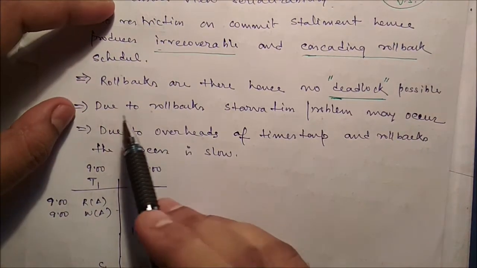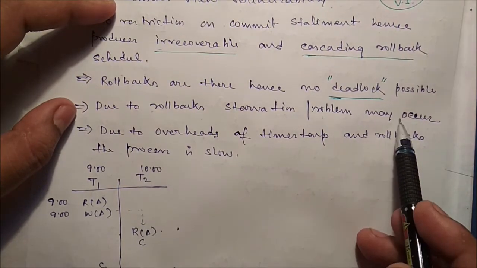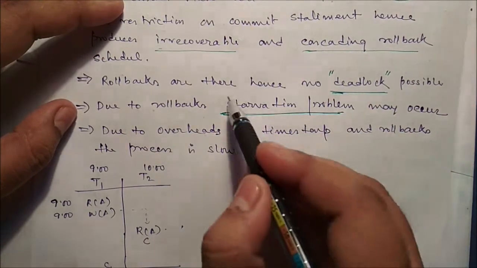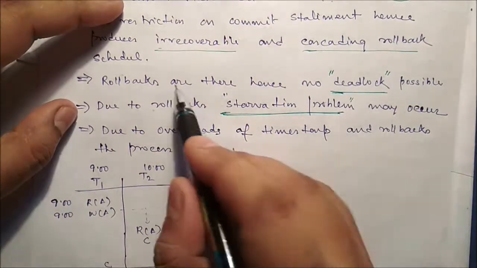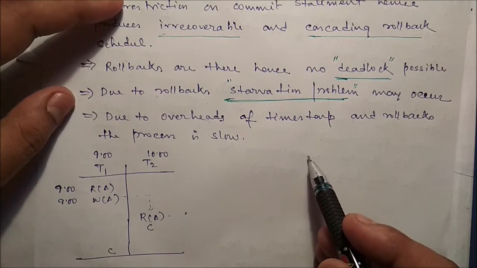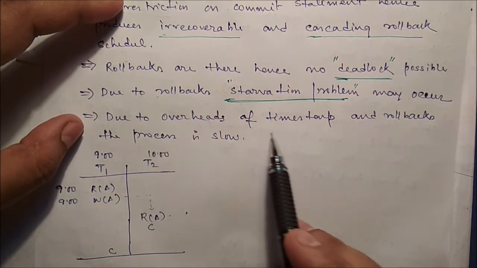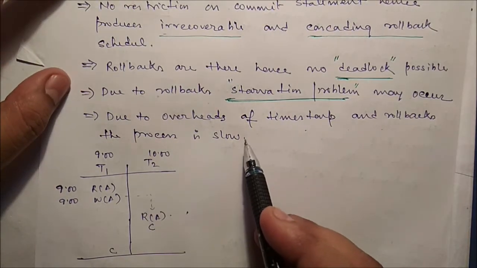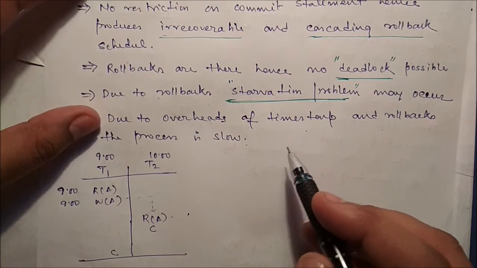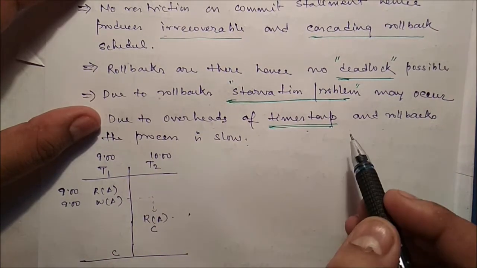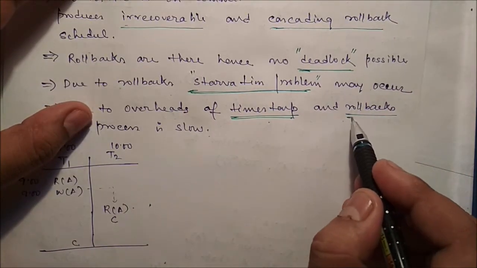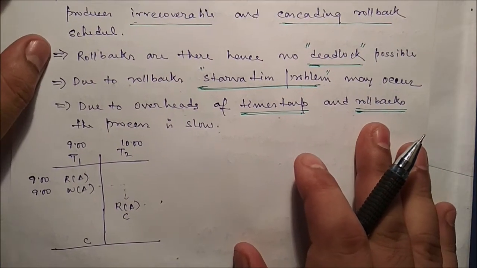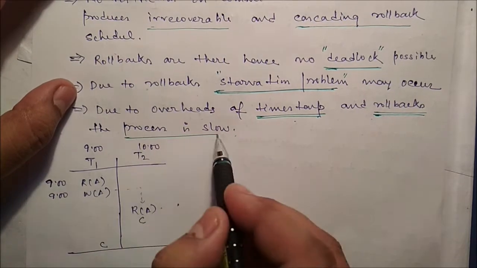Now another limitation is that due to rollback, the starvation problem may occur. Already you know, what is the starvation problem? That will occur only due to the rollback of the transaction. Now, due to overheads of timestamp and rollback, the process is slow. Because we need extra code, extra execution to implement timestamp. Due to rollback, the transaction needs much more time to complete. So hence the process is very slow.